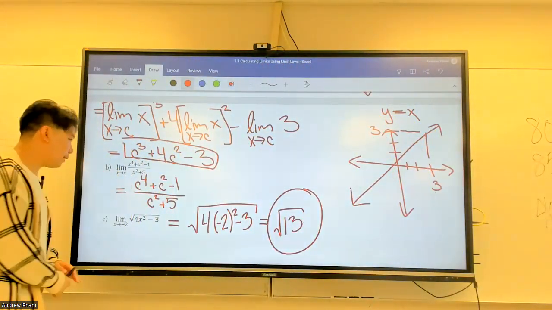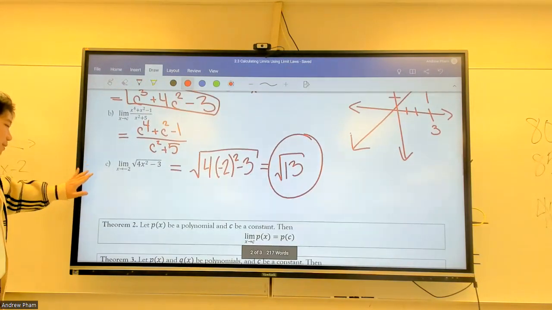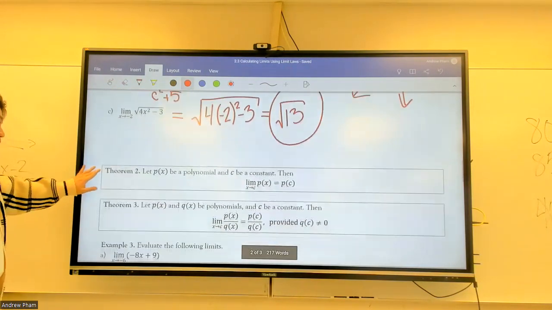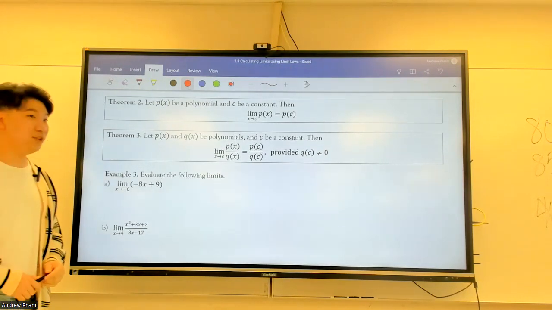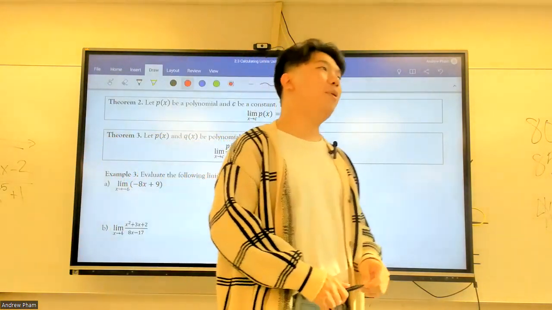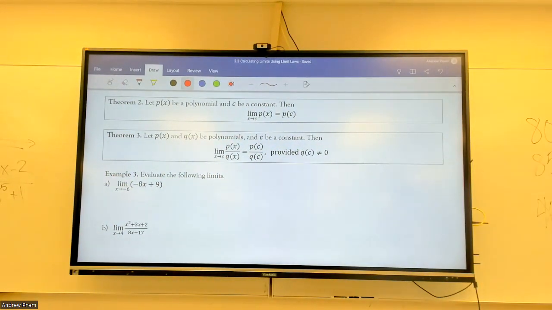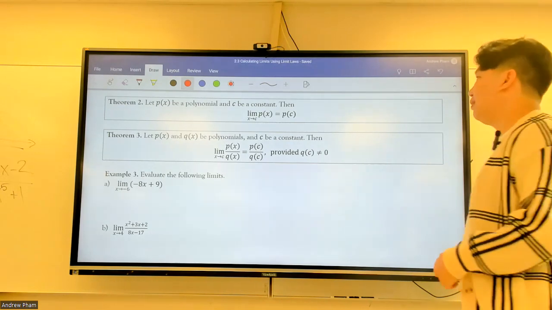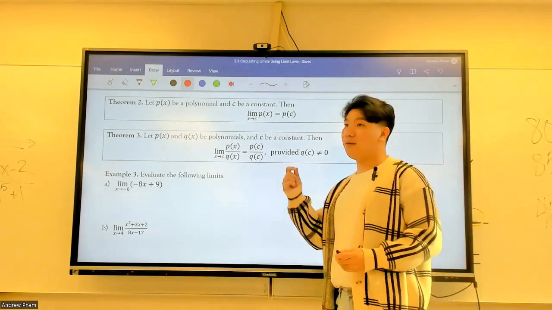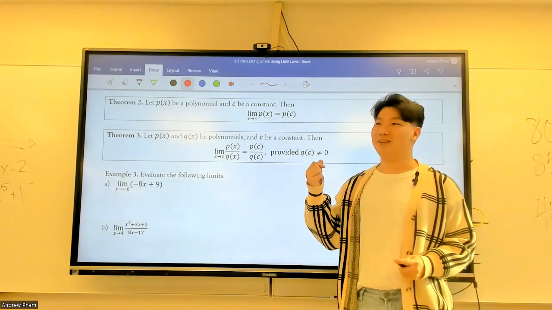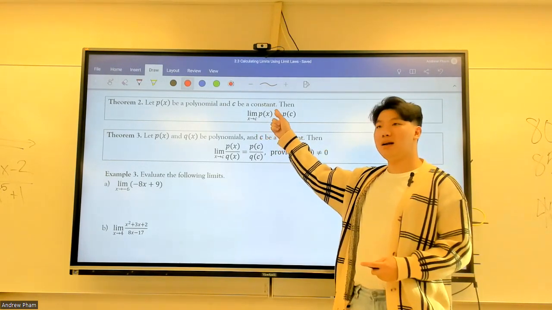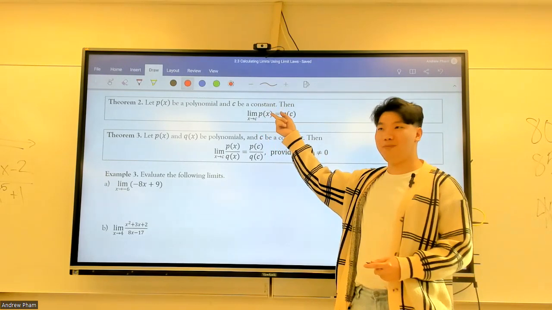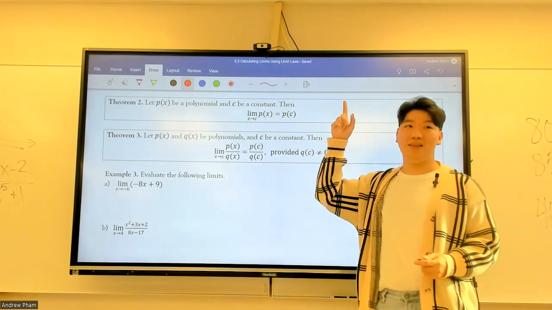Yeah, let's see what's going on for example 3, or is that their example 3? Oh, a theorem. 2 theorems. Exciting. So theorem 2. Suppose I have a polynomial and a constant. Then this theorem is just reiterating what we just had earlier. So if you can plug in your constant and get a clean number, then there's no problem.